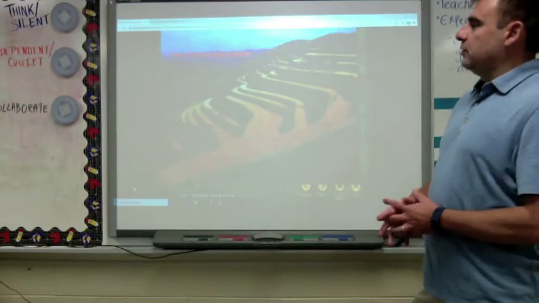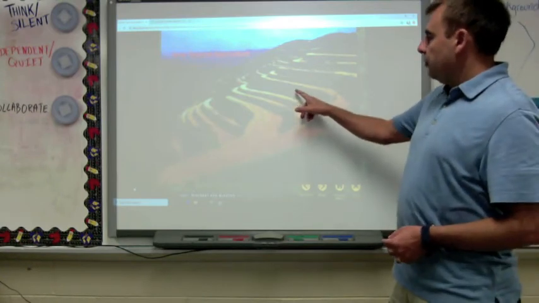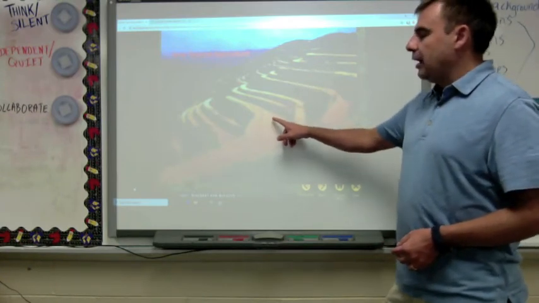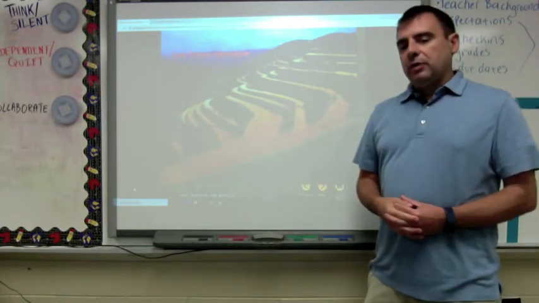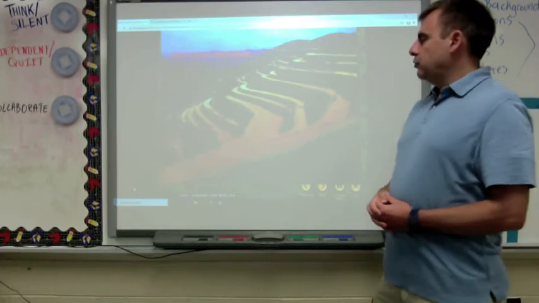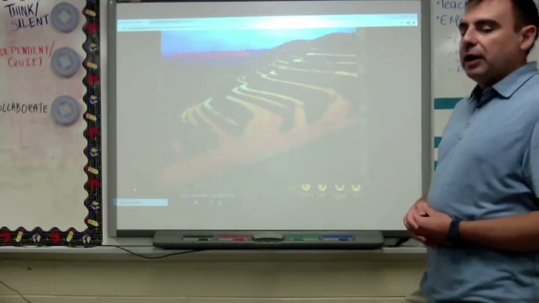So you may look at this slide and think, why would they take all the trouble to build these walls up and make flat land? So I want you to take maybe a couple seconds and really think about, why would you do that? Why would you have to dig into this mountain, flatten that land, and then plant your crops?